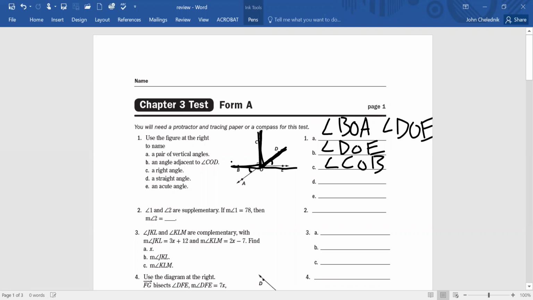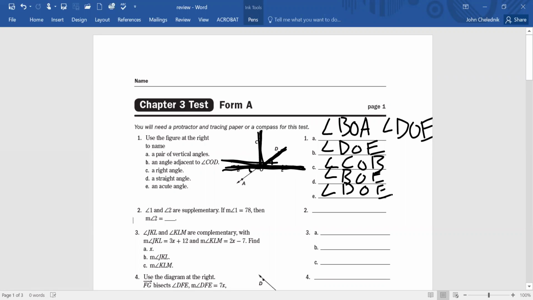A straight angle, that would be a straight line, such as this. Angle BOE, very nice. And then an acute angle, I'm just going to put angle DOE because it is less than 90. You could also put angle BOA if you wanted to, or angle COD. All of those are acute angles.